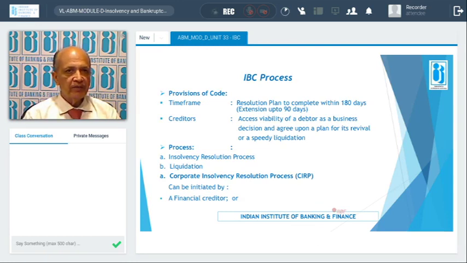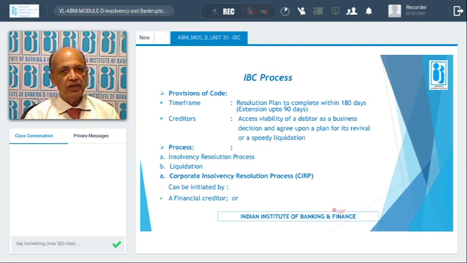Then what are the provisions available under the IBC? One is the time frame. As I told you, the resolution should be completed and implemented, so far as a viable unit is concerned, within 180 days of the application. And in exceptional cases, a further time of 90 days can be considered. So the maximum, as I told you, is 270 days, in very, very exceptional cases.